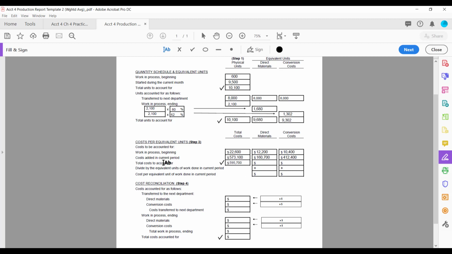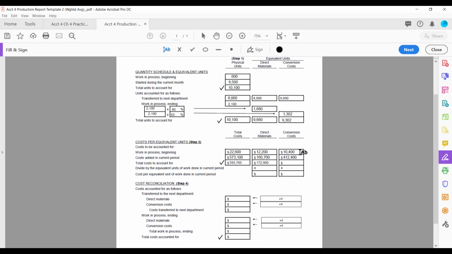All right, and see this total cost to account for, we added vertically for total costs, but we can do that as well for direct materials and conversion cost. We started with $12,200 of direct materials cost in beginning work in process, but then we added in another $160,700. So the total direct materials cost to account for is those two added together, which is $172,900.